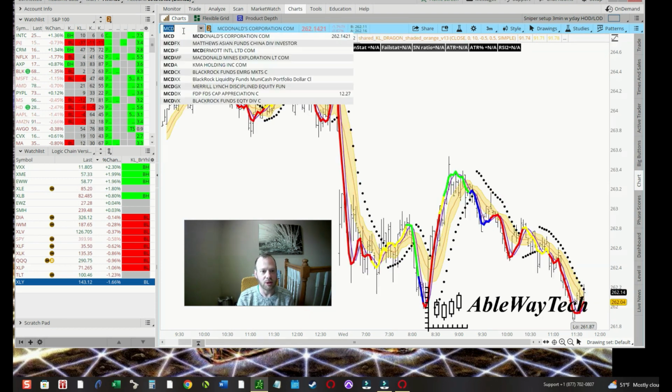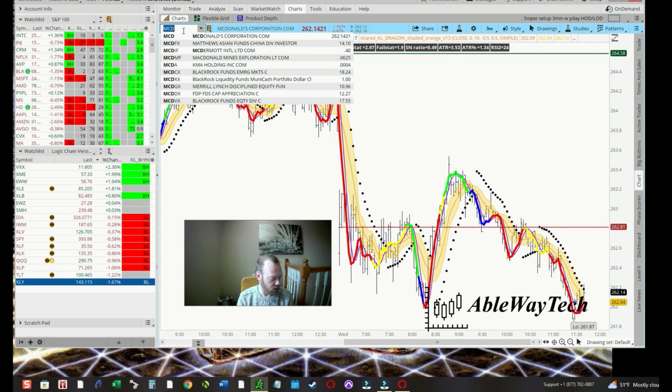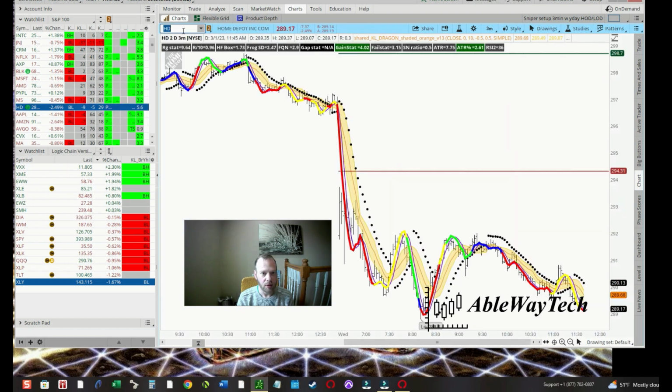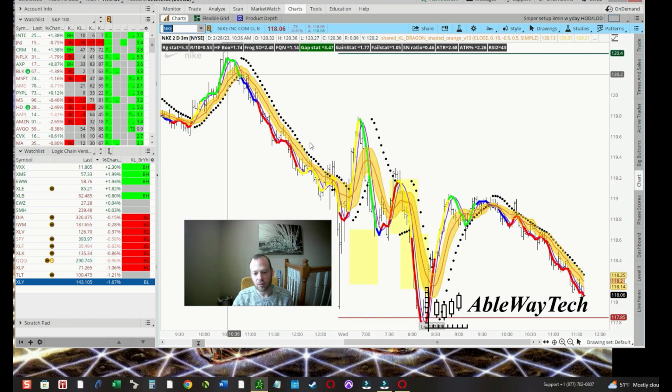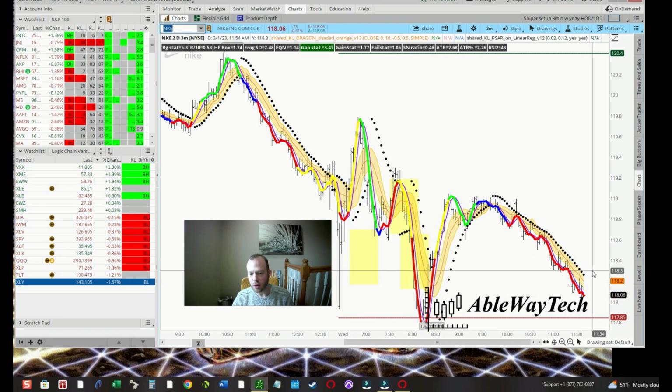You can look at McDonald's as well. That looks pretty nice, what it's setting up. Home Depot, Nike. Wow, that makes me drool because that'll be a nice pattern setting up. So that's how I do it.